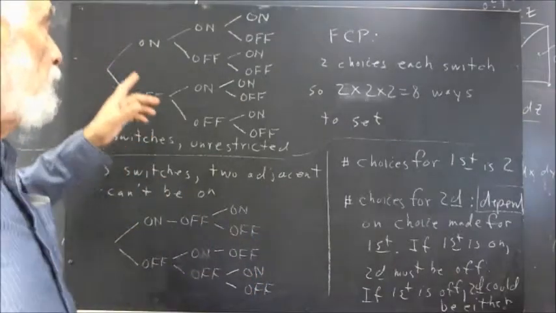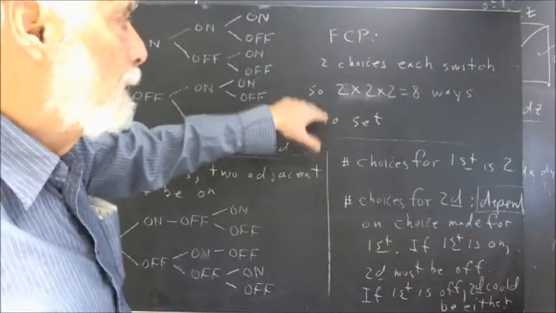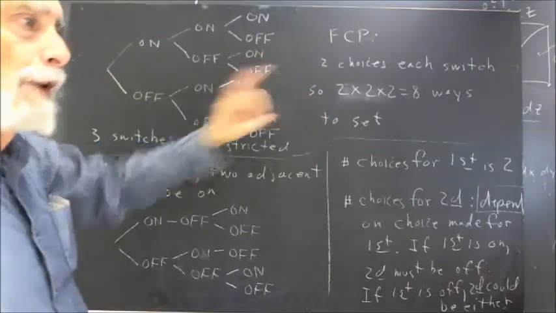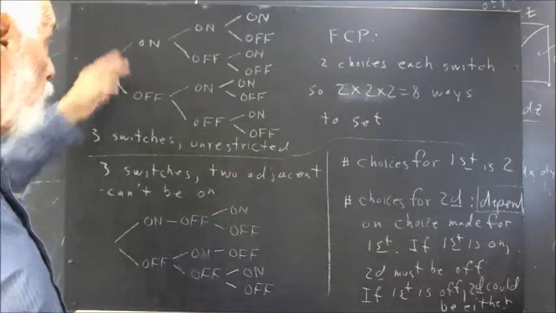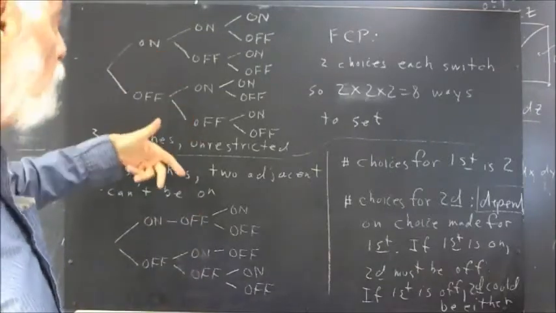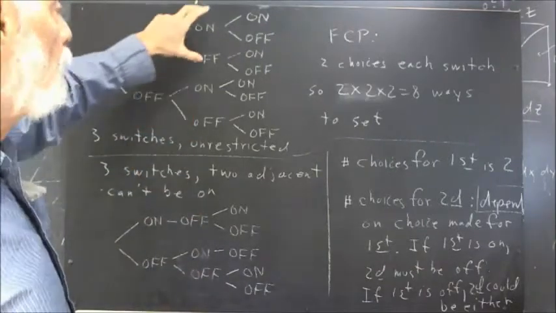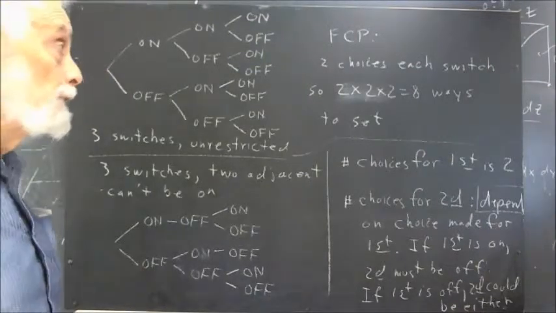We're going to ask three questions. Okay, how many choices are there for the first switch? Well, there are two. It's either on or off. For the second switch, how many choices? Well, there are two. It's either on or off. And of course, each of those two choices would apply to either of the choices of the first switch.